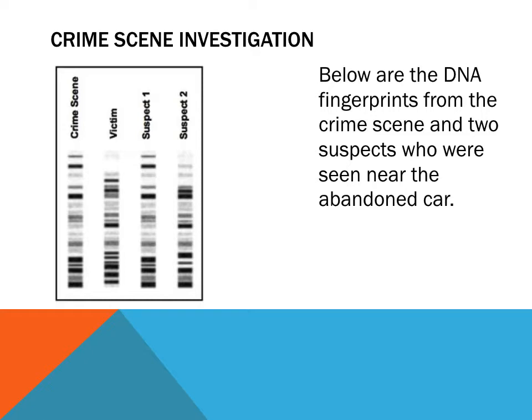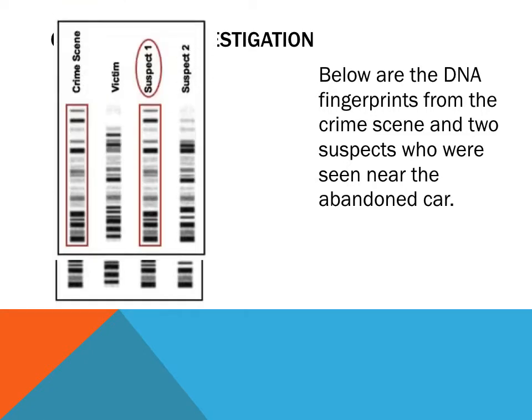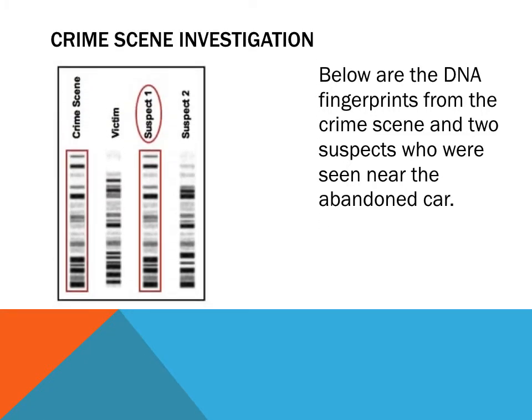This is of the victim, so we can see that the victim of the car, the owner of the car, has nothing to do with the actual DNA. There's no similarities. Suspect number one is an identical match. Look here. The crime scene DNA and the suspect DNA are an identical match. So suspect number one is the guy who stole the car.